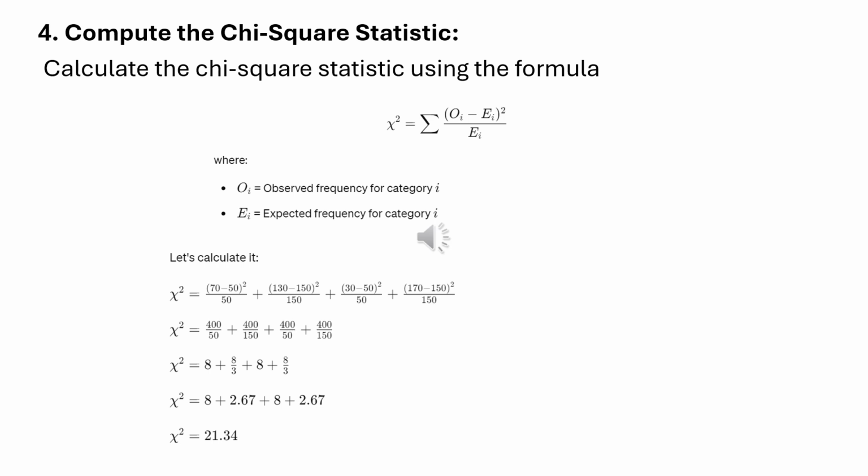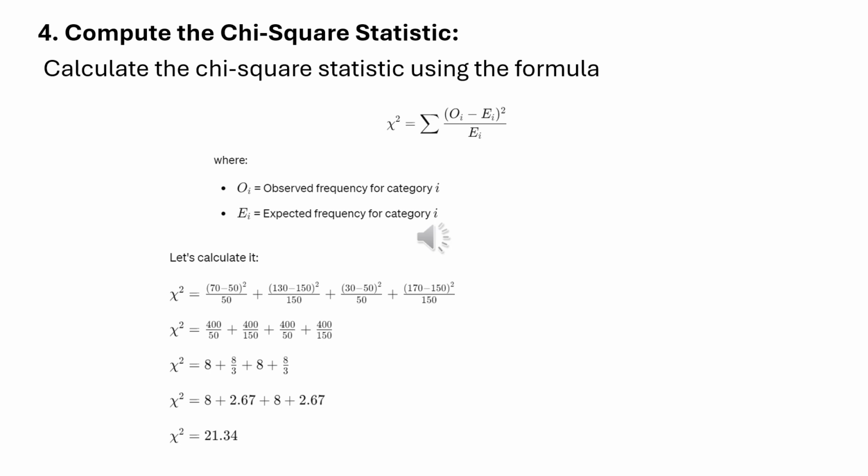The fourth step is computing the chi-square statistic. The chi-square value is equal to the sum of observed frequency minus expected frequency, all squared, divided by expected frequency. Observed frequencies are the actual values we got in our research, shown in slide number 3, and the corresponding expected frequencies for each cell are shown in slide number 4. The chi-square value is the sum of this calculation for each cell.